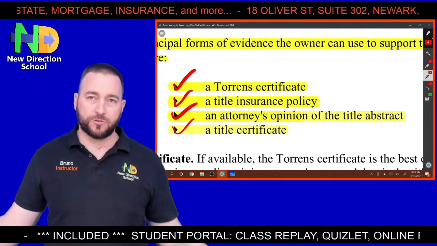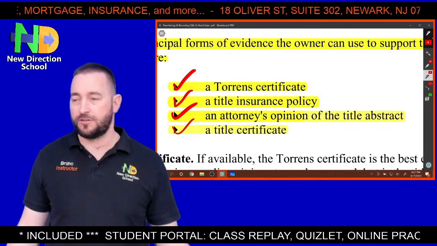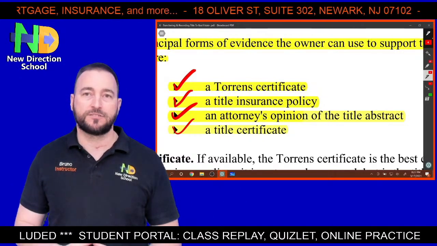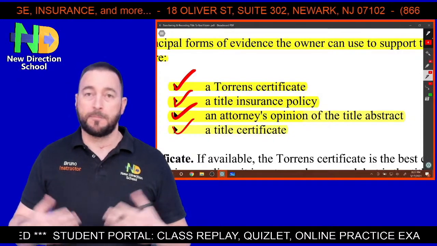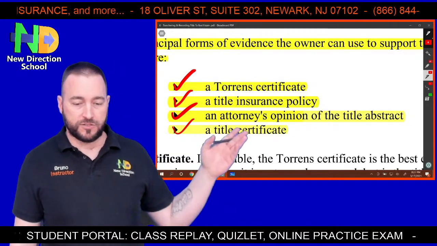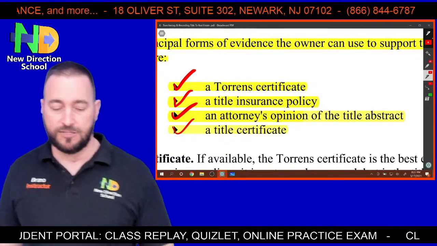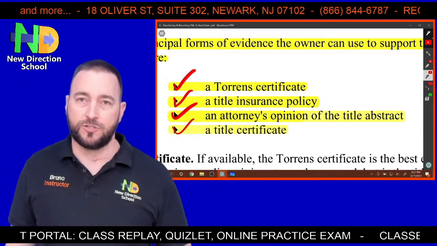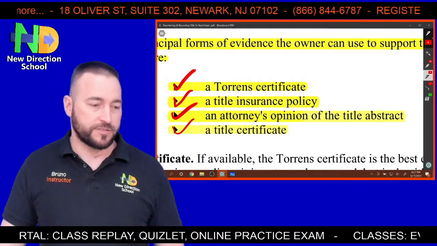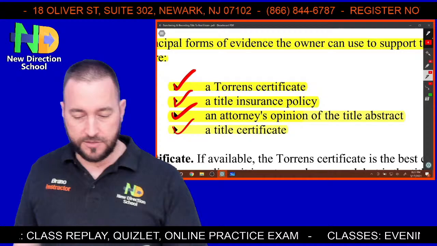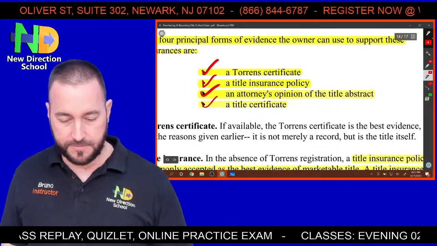These are the only four ways to evidence title. There's no clear way to do this. That's how we started this chapter. But the best ways to do it are in this order. Torrens certificate is actually the best way. Then title insurance, because it's a protection. There's insurance, right? Attorney's opinion, then title certificate, okay?